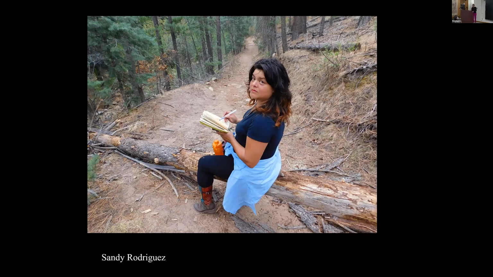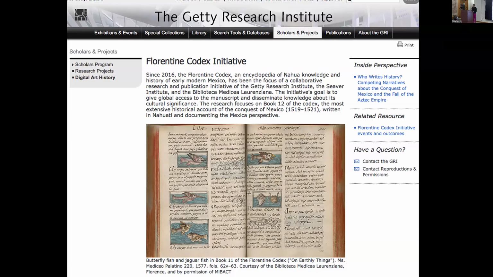Sandy Rodriguez lives and works in Los Angeles, and as a Chicana artist, she's long been interested in representing the history of dispossession, both historiographic and actual, of Mexicans, Mexican Americans, today and in the past. Rodriguez was an educator at the Getty Museum for many years, and today the Getty has a digital project to translate one book of the Great Florentine Codex, a 16th century book that has aptly been described as an encyclopedia of Aztec life.